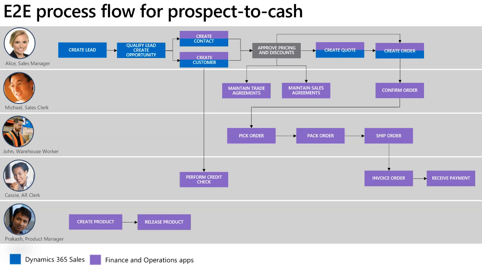We have some other processes that support this one around product creation, and where our AR personnel in finance and operations may perform a credit check. From Alice's perspective as well, the lead creation and opportunity management is performed in sales. That is not a connected process with finance and operations either.